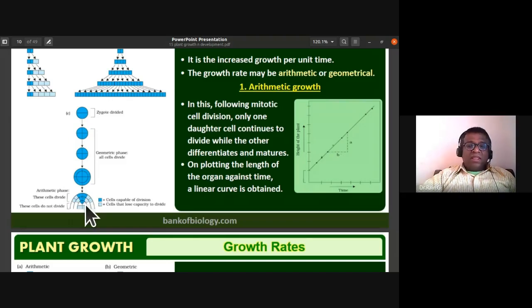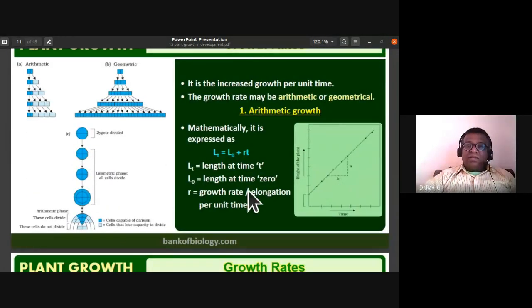When you plot the length of the organ against time, a linear curve is obtained. A straight line curve is obtained. Okay, so the cells capable of division are such that only one daughter cell continues to divide while the other differentiates and matures. So this you find in the case of arithmetic growth.